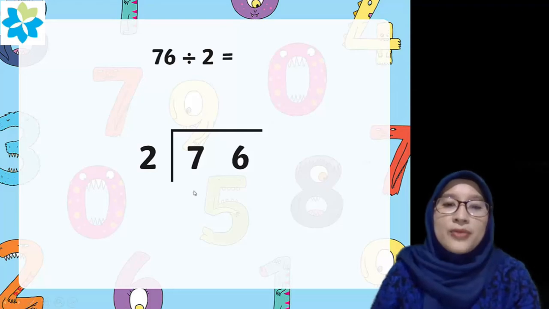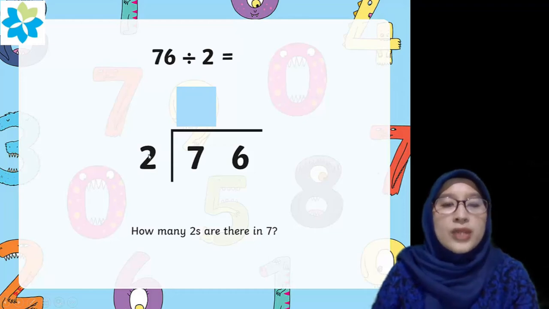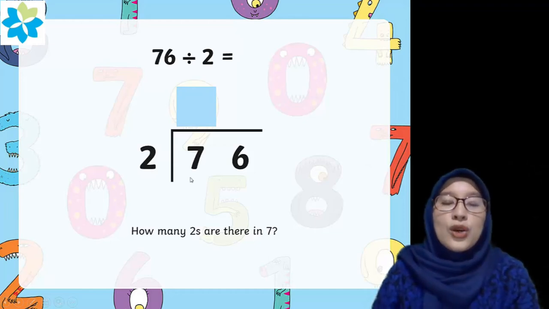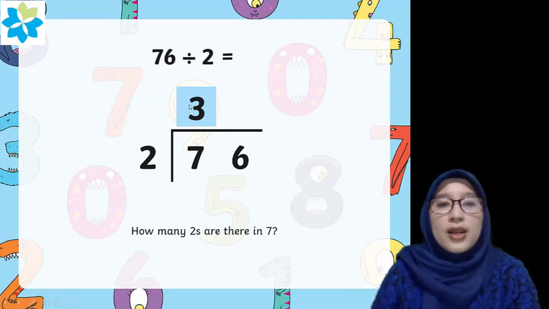Let's see. First, how many 2s are there in 7? To make 7, we need how many 2 here? Butuh berapa kali 2 untuk mendapatkan 7? Okay, let's see. 3. Why? Because when we put 4 here, 4 times 2 equals 8. So this is more than 7, so we don't need it. We need 3, because 3 times 2 equals 6. Okay, less than 7, and we need it.